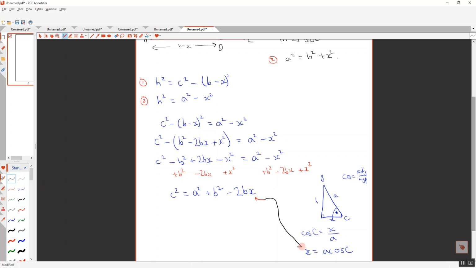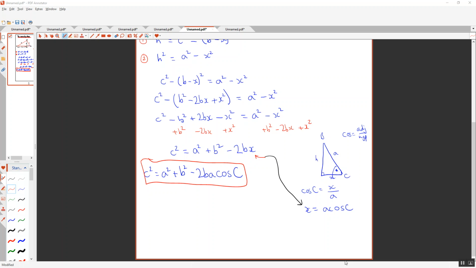I can take this information and substitute it in for x. So I'm going to take that and sub it in. So this is going to give me c squared is equal to a squared plus b squared minus 2b, x is a times cos of c. So that is our cosine rule, which we have now proven using some Pythagoras and just regular trigonometry.